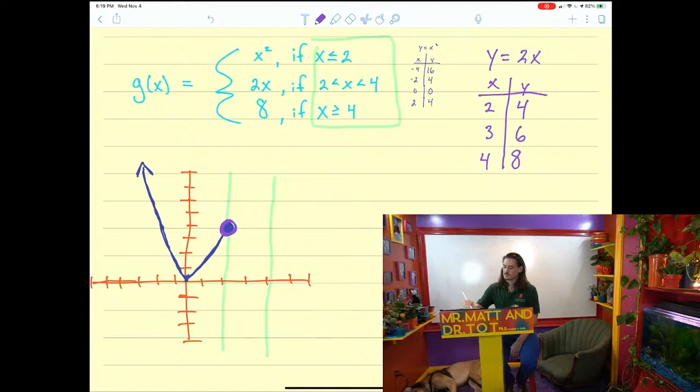I'm just going to put a little guiding dot there. And at 4, I'm going to be at 8. And again, at 8, I am exclusive to that value. So this is going to be a hollow dot here.